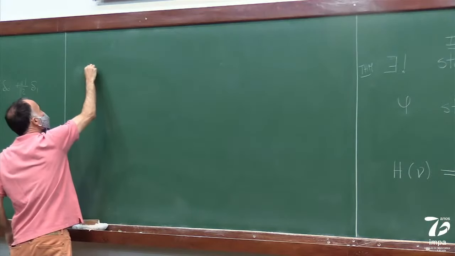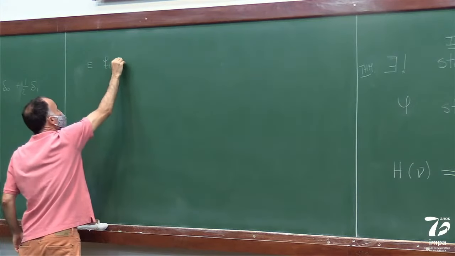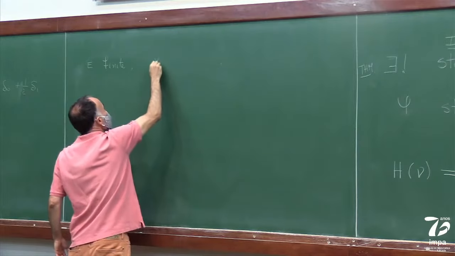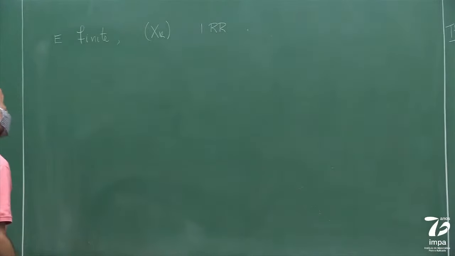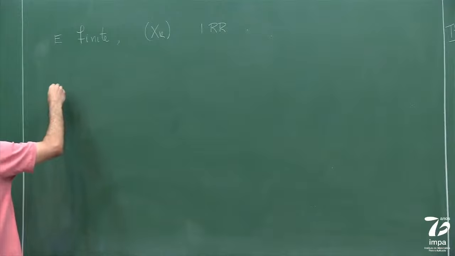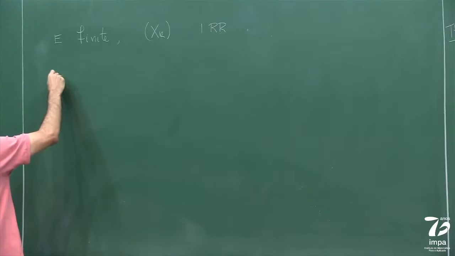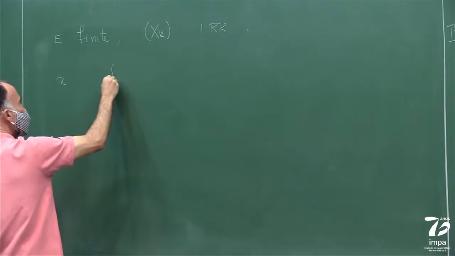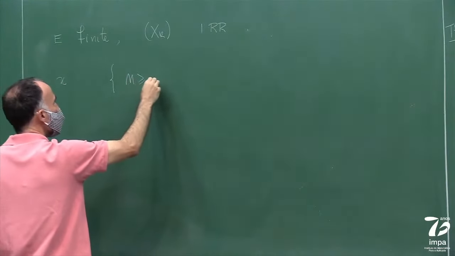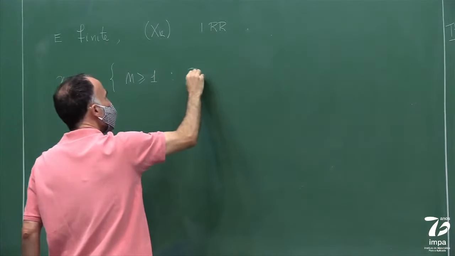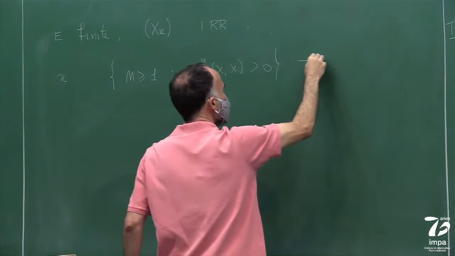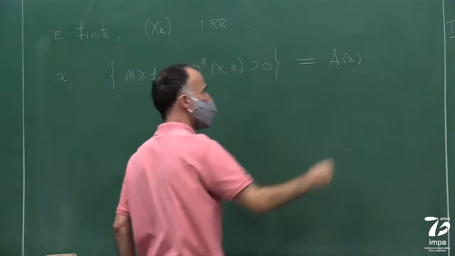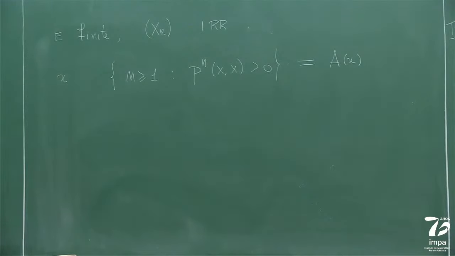So remember, E is finite, and the chain X_k is irreducible. Now, I want to define periodicity. So let me take a point x, and I will look at all n larger or equal to 1 such that P^n(x,x) is strictly positive. So this defines a set A(x). Okay. And I will take the greatest common divisor.